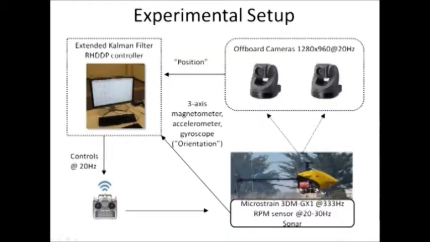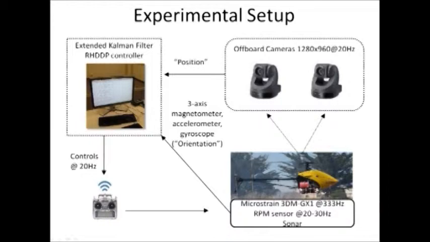Before I go into that, I'm going to talk about our experimental setup a little bit so you have an idea of what data there is and what exactly is going on. The helicopter's pretty much off the shelf. Our human pilot built it for us, but there are no modifications to the helicopter itself. We put on an inertial unit, Microstrain 3DM-GX1. It provides data at 333 hertz. It gives you magnetometer data, gyro data, and accelerometer data for all three axes.